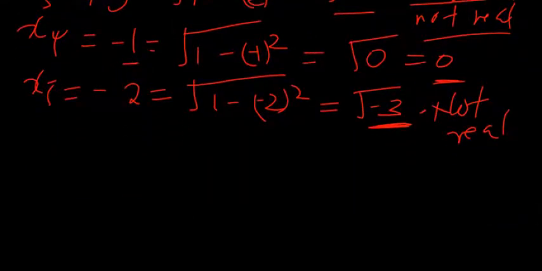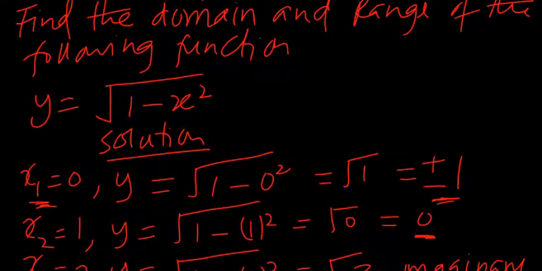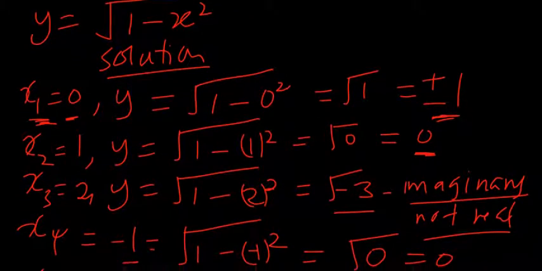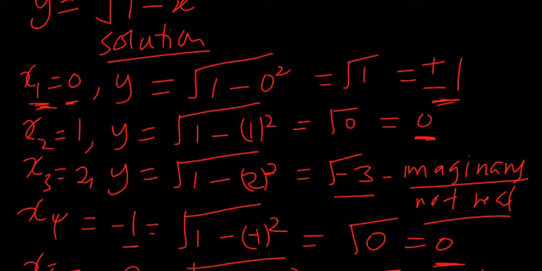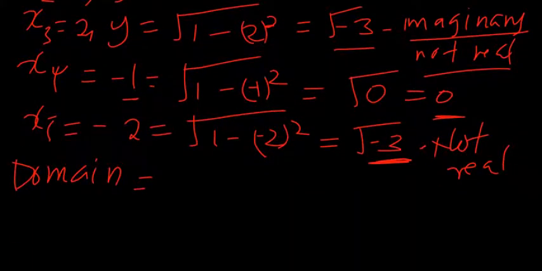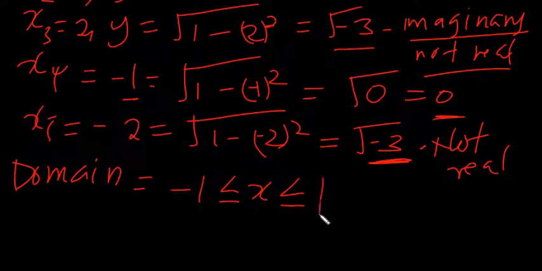In short, the answer: the domain of this function deals with the x value. So x goes from negative 1, which is the least number, to 1, which is the largest in this domain. So negative 1 is less than or equal to x, which is less than or equal to 1. That is the domain of this function.